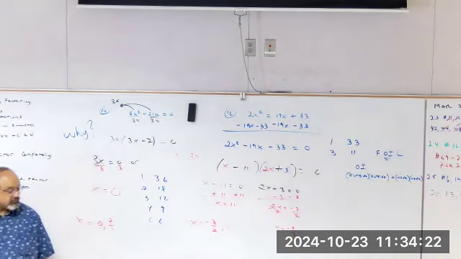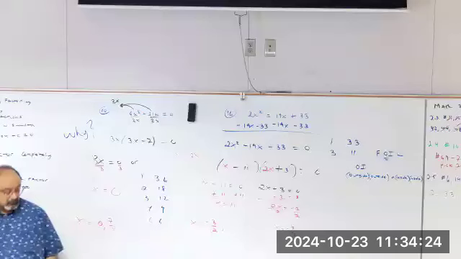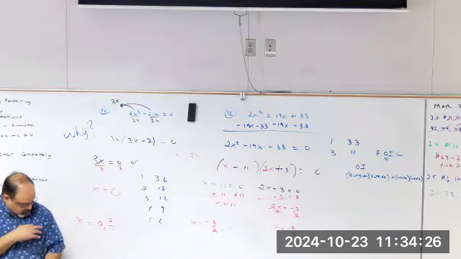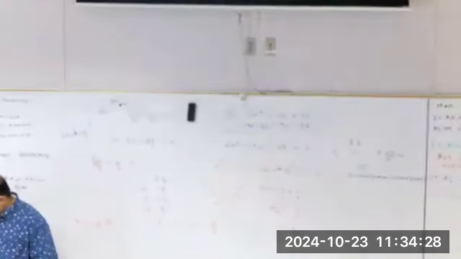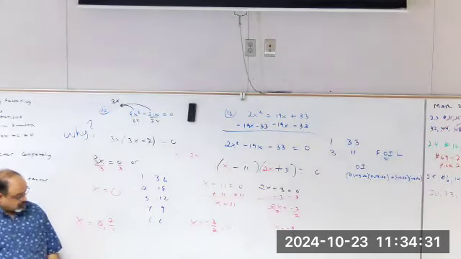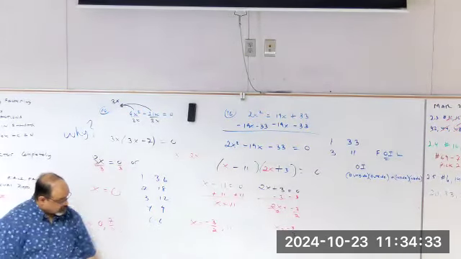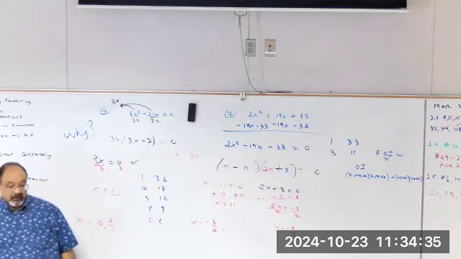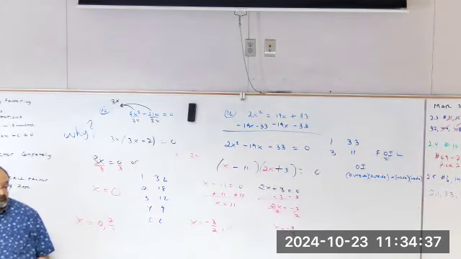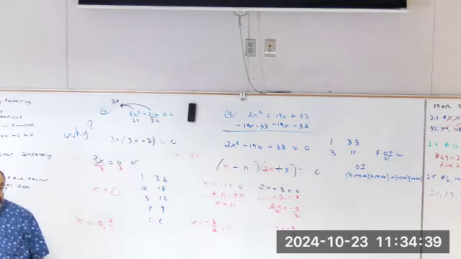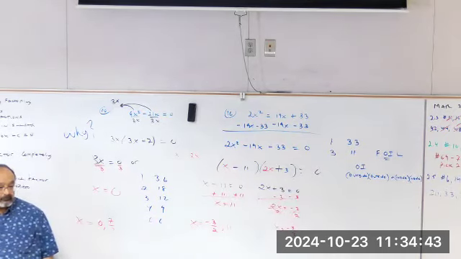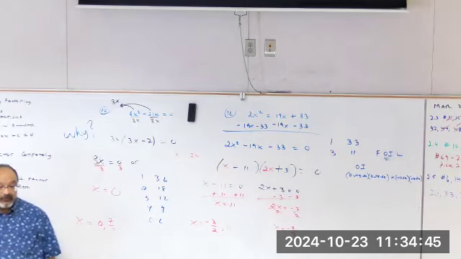Why should I write my answers in that order? Why is that order a little more organized than putting 11 and then negative 3 over 2? Yeah, from smallest to biggest. Isn't it nice numbers come in some kind of order?